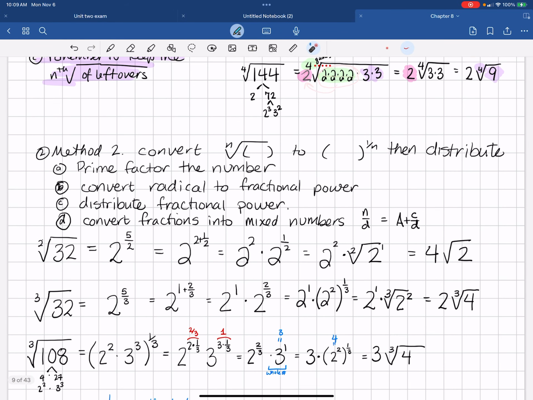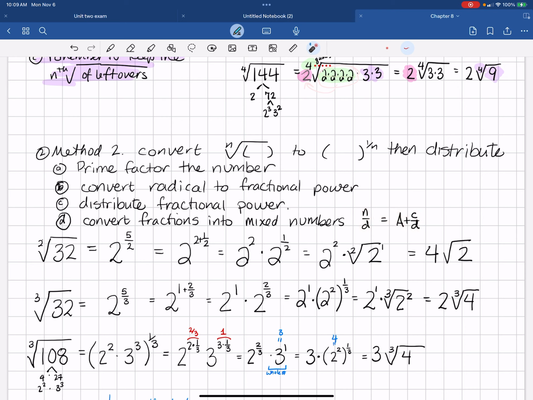Method 2 would involve converting the nth root to the 1 over nth power and then distributing this power. Again, we have to prime factorize the number, convert the radical to the fraction power, distribute the fractional power. Now, the last step is to convert the fractions to mixed numbers. So if we have an n over d, we want some whole number plus c over d.